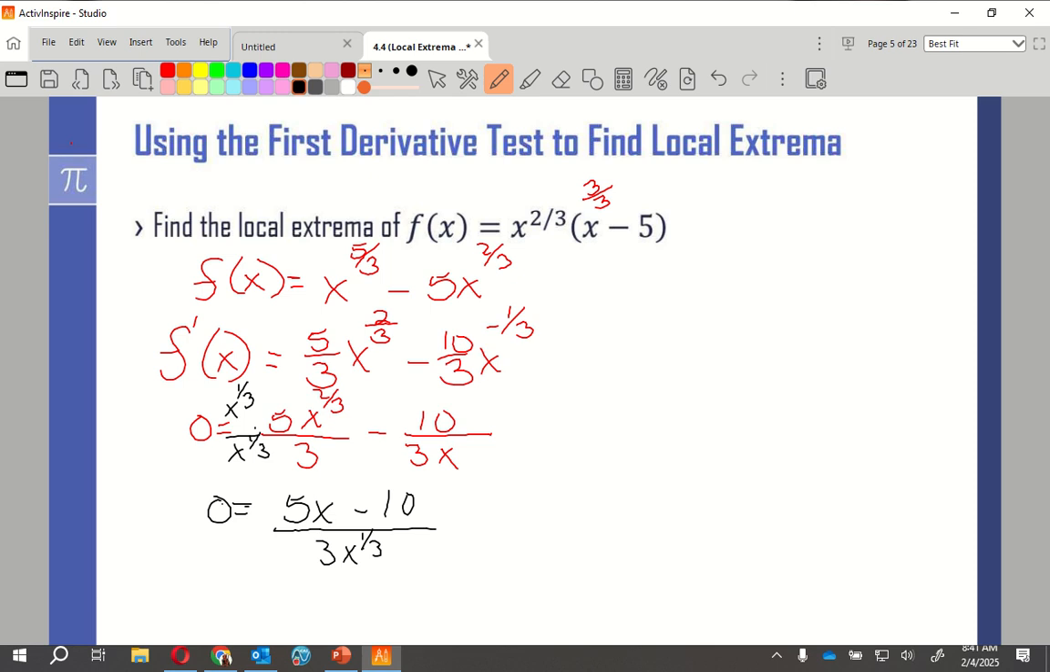Now, zero product rule. What am I going to do to both sides? Multiply everything by 3x to the 1/3. But before that, now that I see this right here, do I have any restrictions? I do. What can I not have? X cannot be 0, because that's going to give me undefined. So that's a critical point. Multiply both sides by 3x to the 1/3.